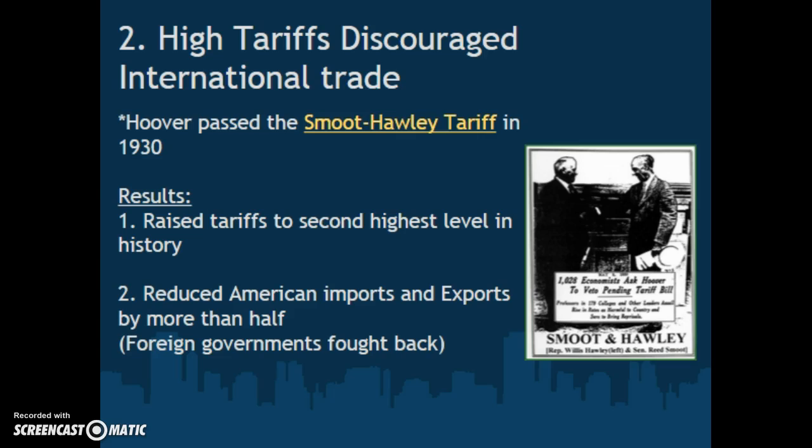So as a result, this tariff that he passes, the Smoot-Hawley tariff, reduces how many people are importing goods into the United States, and foreign governments get mad at our tariffs, so they raise their tariffs. And so now we can't sell American goods outside of the United States. So not only are Americans not buying the goods because they can't afford it, because they've lost their credit, but then nobody else outside of the U.S. is buying it because the prices are too high.